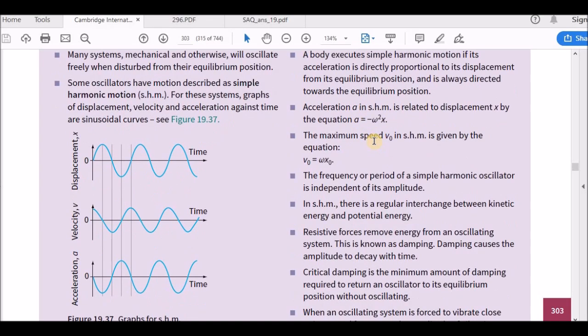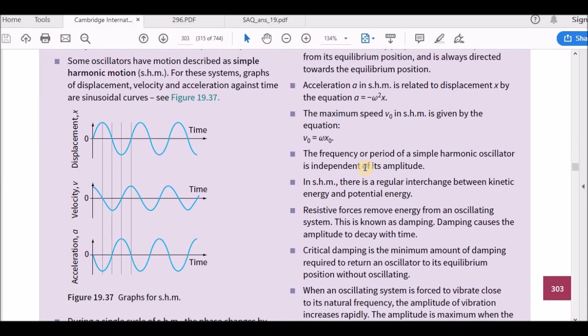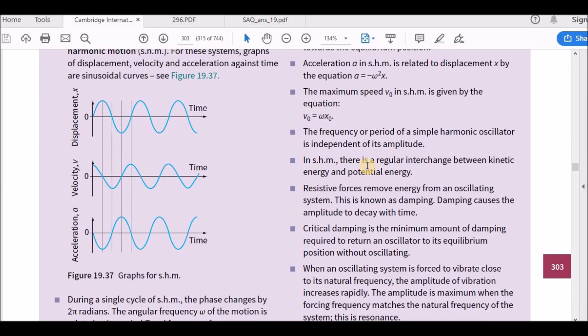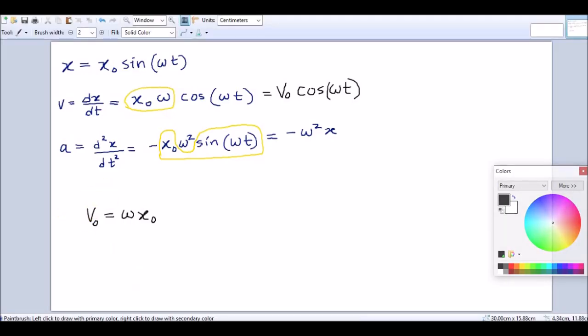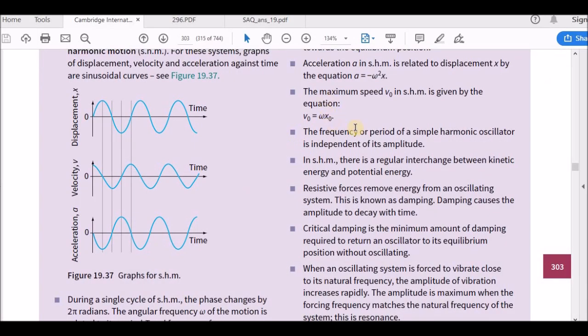The maximum speed v naught in simple harmonic motion is given by the equation v naught equals omega x naught. That equation also we saw here, and you have to be able to do questions involving all these equations. The frequency or period of a simple harmonic oscillator is independent of its amplitude.